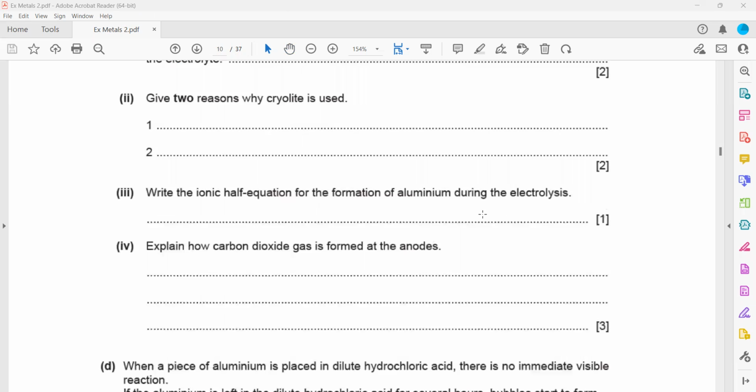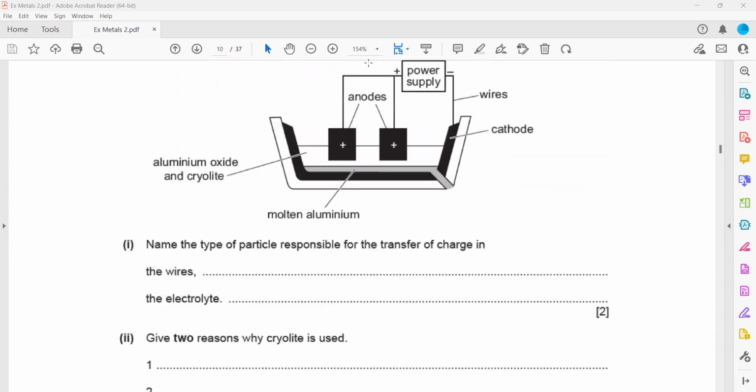Then write an ionic equation for formation of aluminum. How can aluminum be formed? Because we are doing electrolysis of aluminum oxide, there will be aluminum ions and there will be oxide ions. So where will the aluminum ion move, to the positive or negative? This is the cathode, this one is the negative, and the other is the anode. So aluminum ions are moving towards the cathode. And what will the equation for this be?